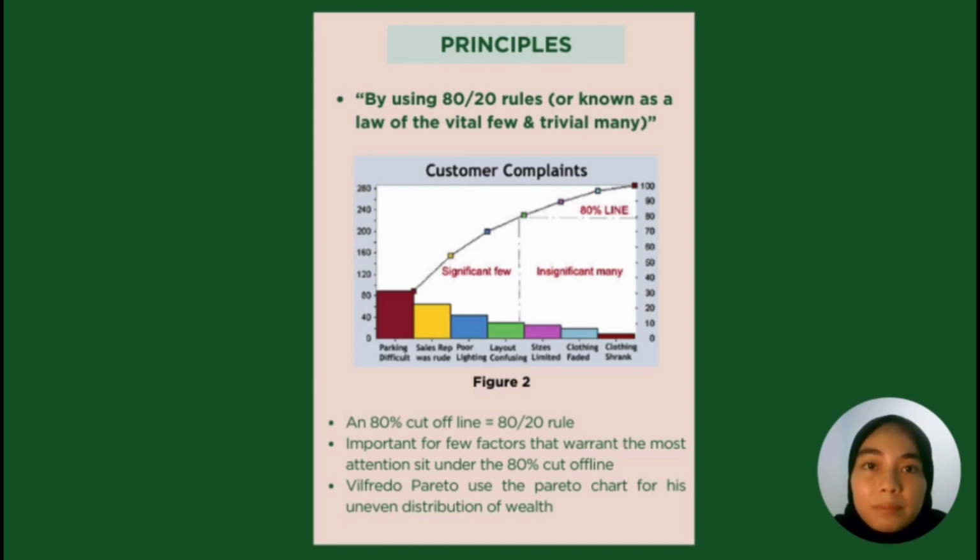For another simpler example, 80% of the complaints come from only 20% of the customers. 80% of sales come from only 20% of the clients, and 80% of the completed purchases come from only 20% of the IT bugs. These examples illustrate that the majority of the results come from the minority of the causes.